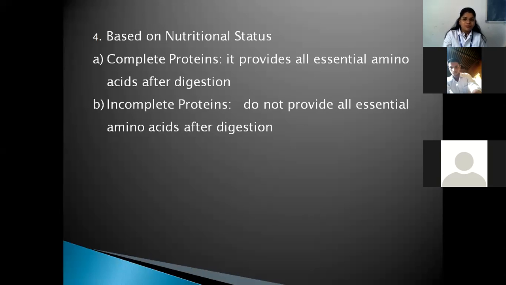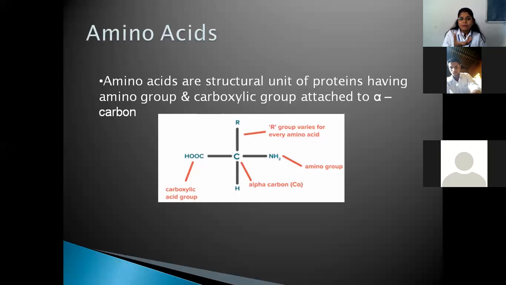This much is the introduction to the proteins. Now we'll see exactly what proteins are made of. They are made up of amino acids, right? So we'll see about amino acids first. Amino acids are the structural and functional unit of protein. They contain an amino group as well as a carboxylic acid group, and both are attached to the alpha carbon. C double bond O, OH, that is the carboxylic acid group, and NH2, that is the amino group.